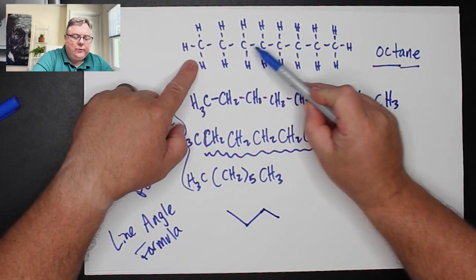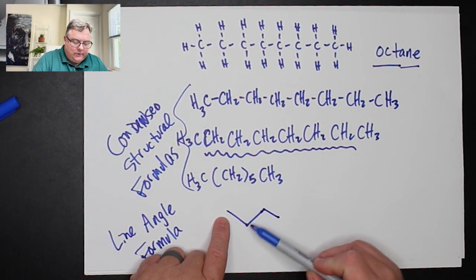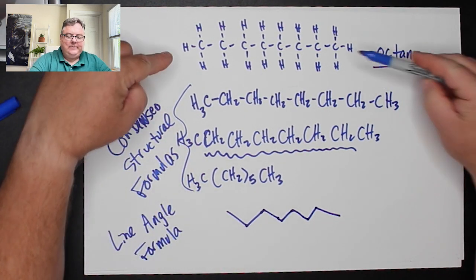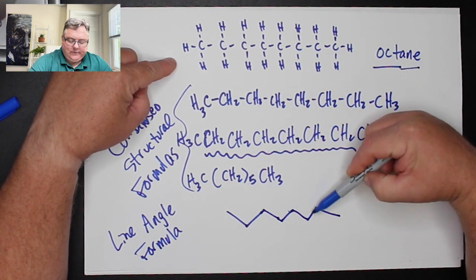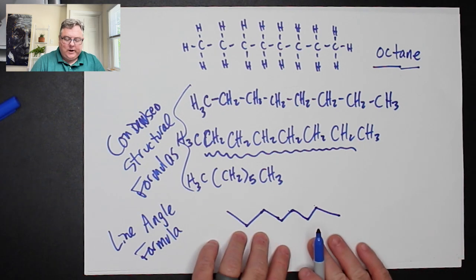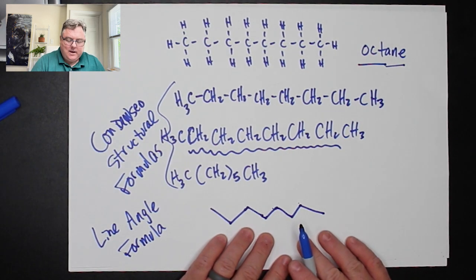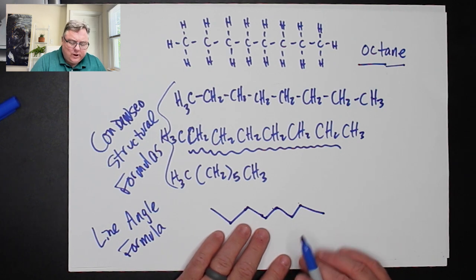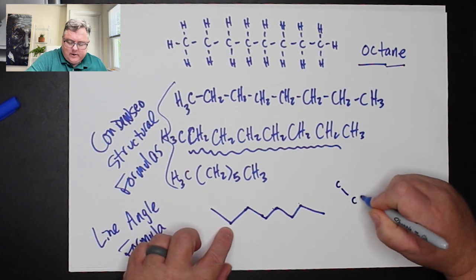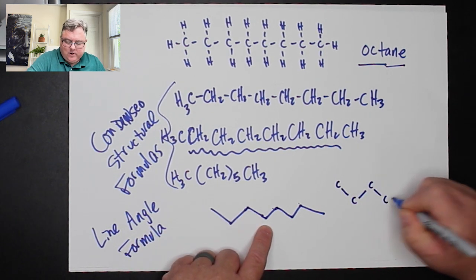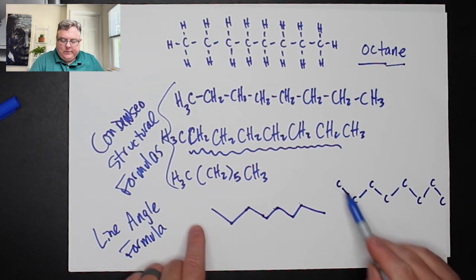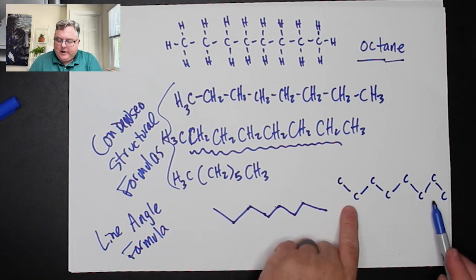So if I want 1, 2, 3, 4, 5, 6, 7, 8 carbons, this is the same as this: 1, 2, 3, 4, 5, 6, 7, 8 carbons. There's 8 carbons. So if somebody drew it this way and said, okay, here's my compound, and I wanted to know what that really looks like and draw it out in a longer form, I could take this and put a carbon at each of these ends of a line or an angle. So that follows along with my line angle formula.